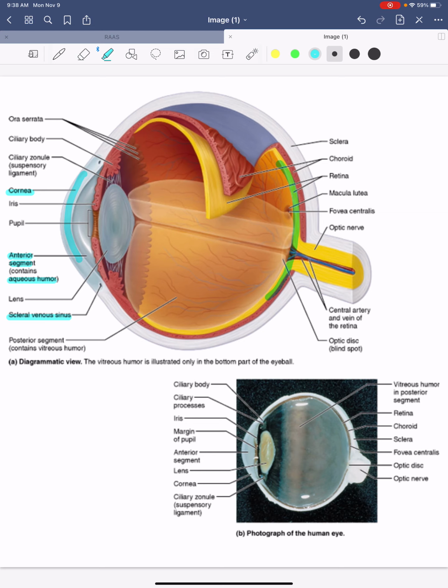So after the photon passes through this anterior segment, it then passes through the pupil, which is the hole or the opening in the iris. The iris is the colored part. So when you say someone has beautiful blue eyes or brown eyes, you're talking about their iris. It's actually a muscular structure that can expand and contract to change the size of the pupil. This allows more or fewer photons to come into the back of the eye.